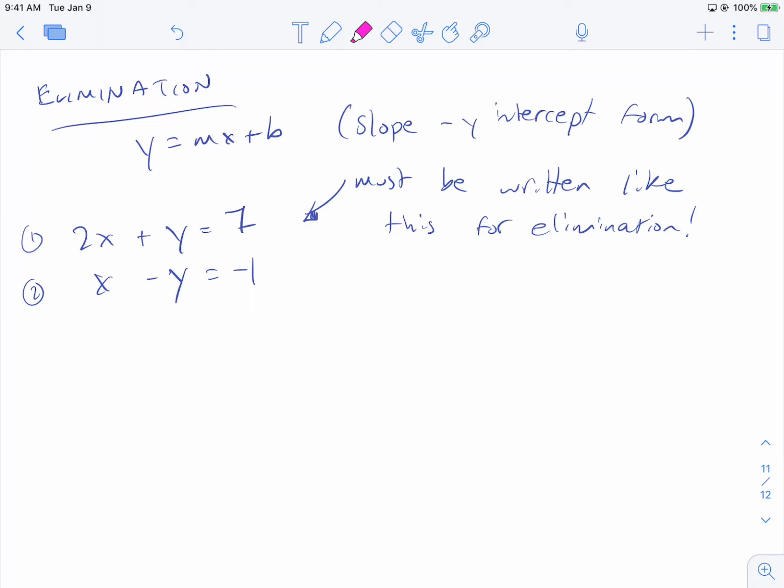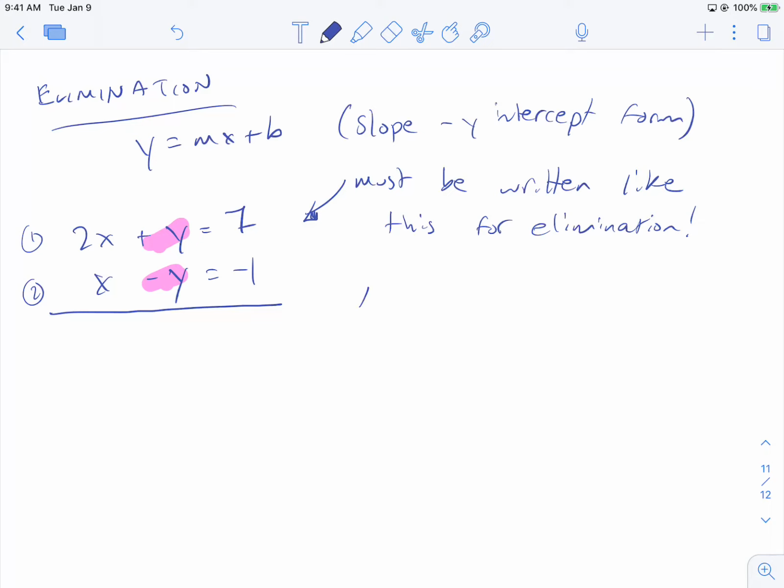And if you take a look, we have a y here and we have a negative y here. Those have the same number in front. They have a 1 in front, right? There's this little imaginary 1 here and there's an imaginary 1 here. And that's good. That's exactly what we want. Because if we have the same number in front, we don't really have to do too much work. All we need to do is decide, do we want to add or do we want to subtract?